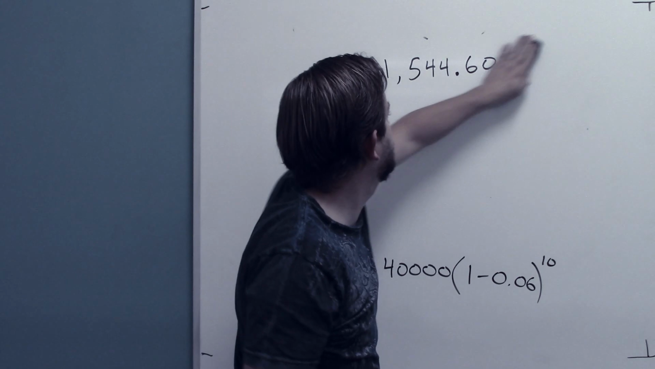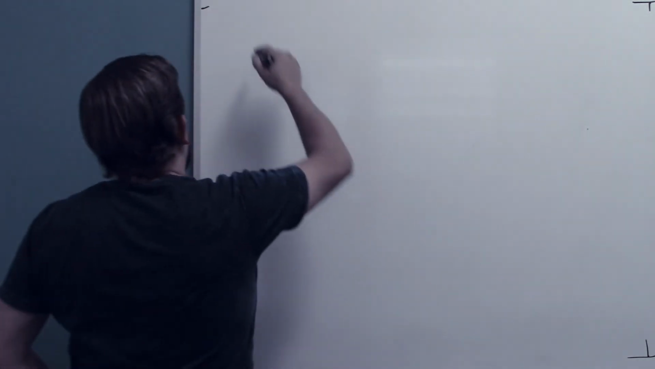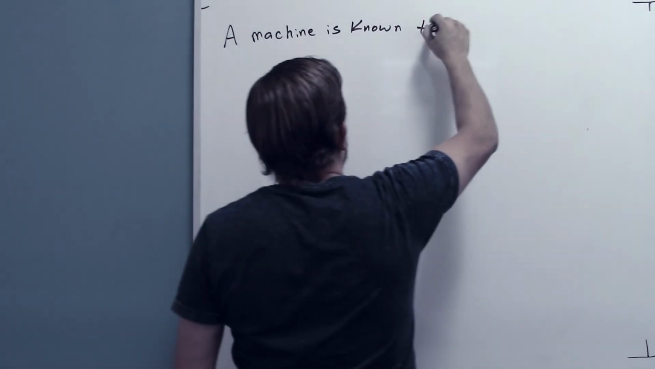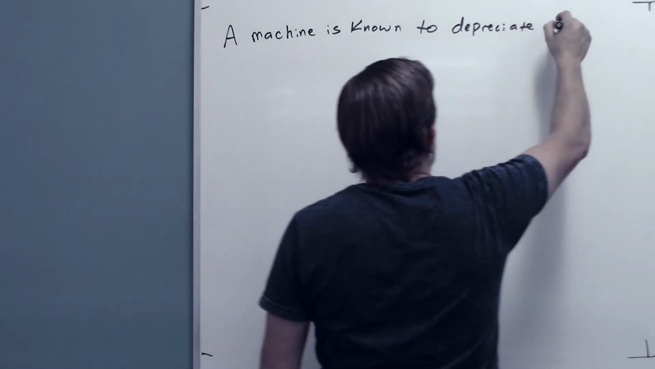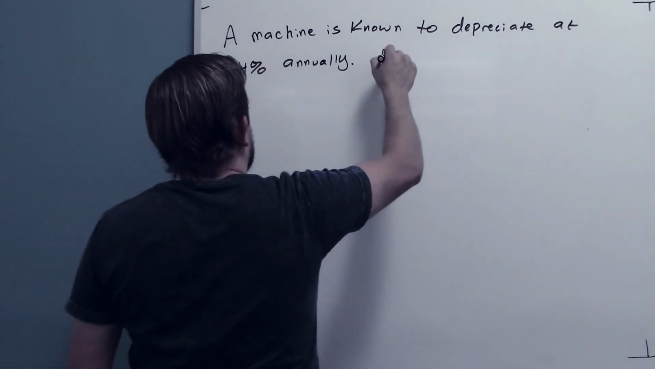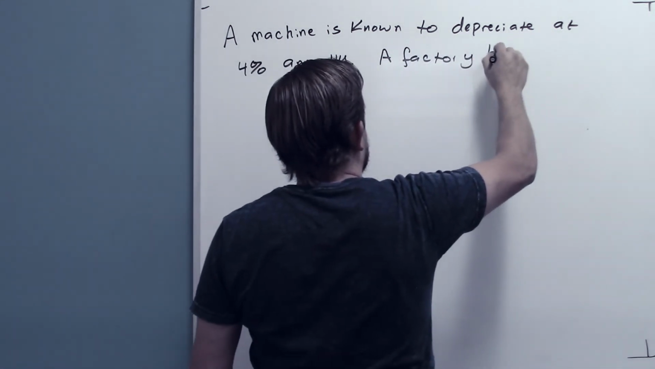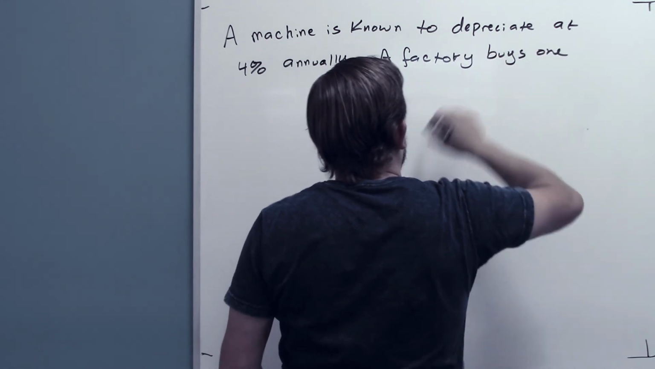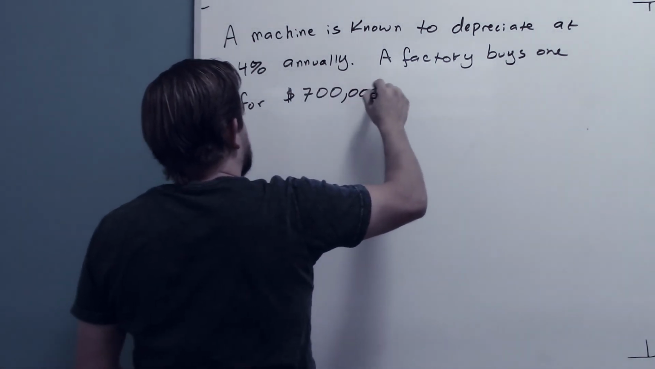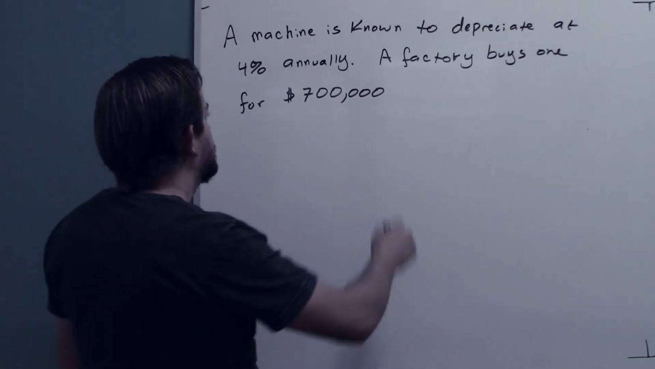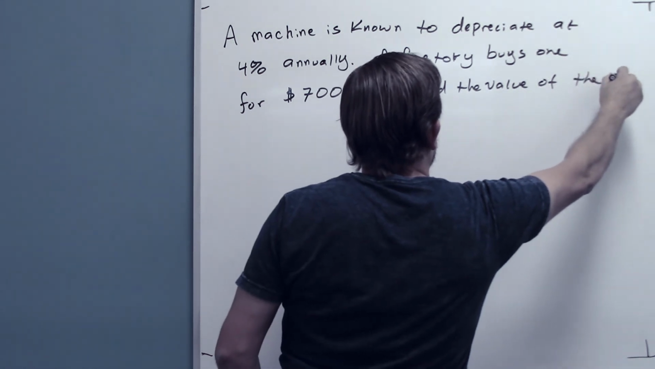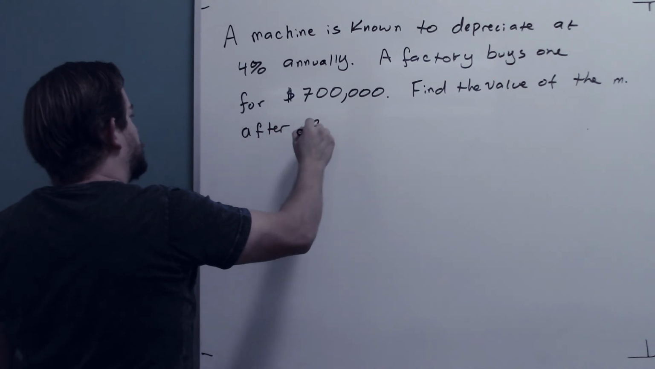All right, let's do one more of these perhaps. Let's say a machine is known to depreciate at 4% annually. A factory buys one for $700,000. It's a very big machine. Find the value of the machine after 20 years.